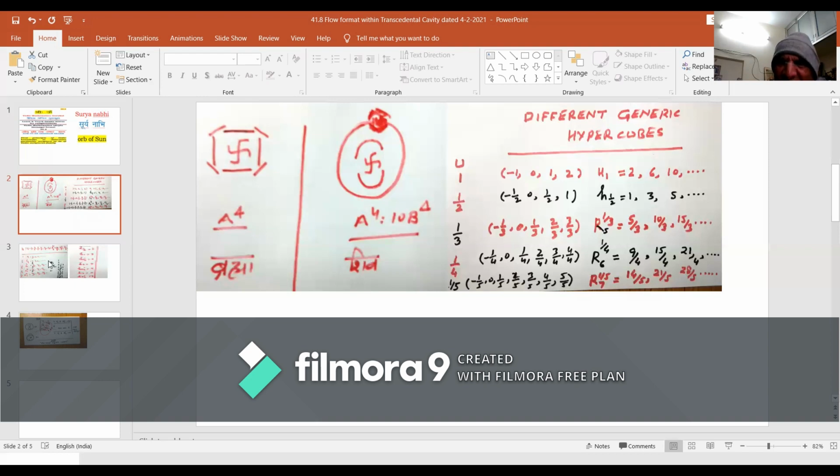The next generic hypercubes are of unit half. The first of this series is -1/2, 0, 1/2, and 1 of summation value 1. Hypercube 1/2 is of value 1, and the whole series of these generic hypercubes is of values 1, 3, 5, 7, 9, 11, and so on. Let us have a pause. Let us have parallel comprehension of first generic hypercubes of unit 1 and second generic hypercubes of unit 1/2.